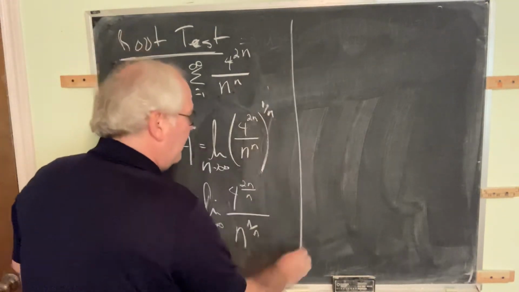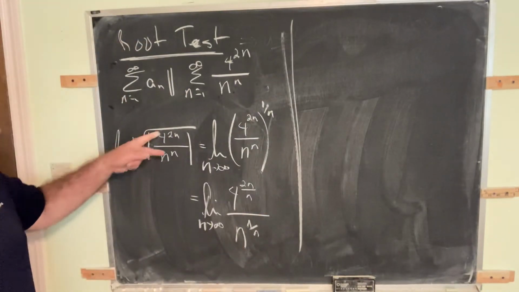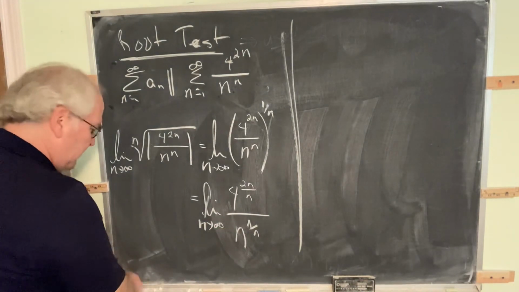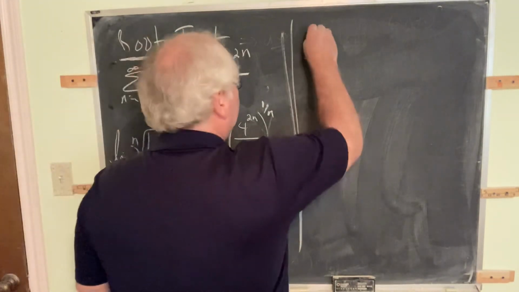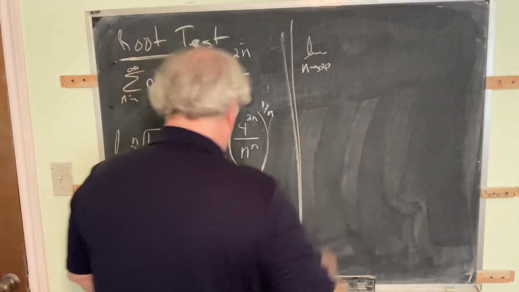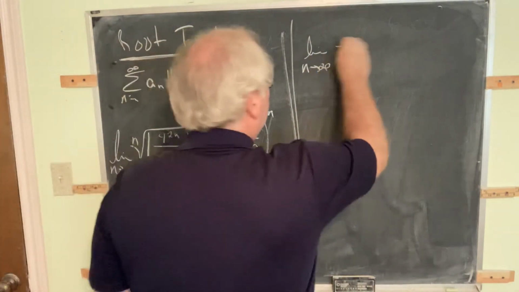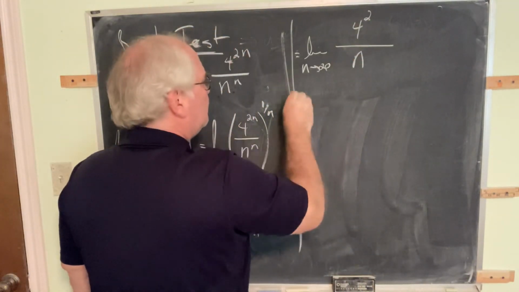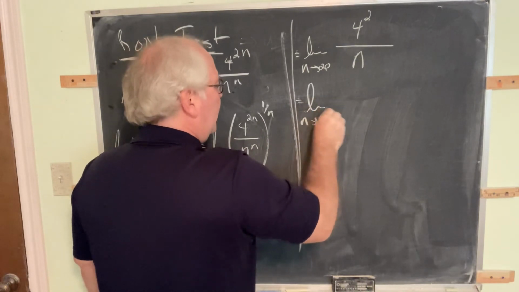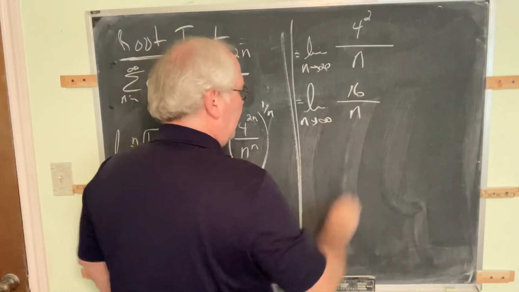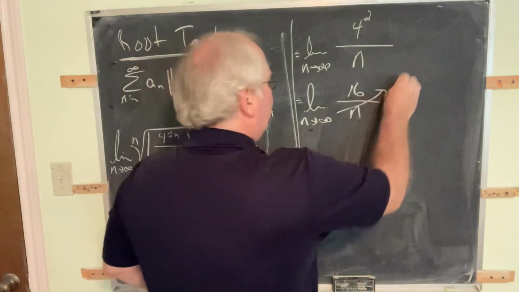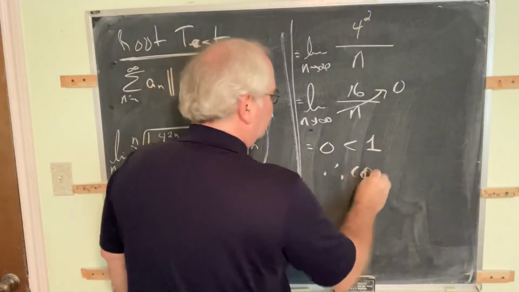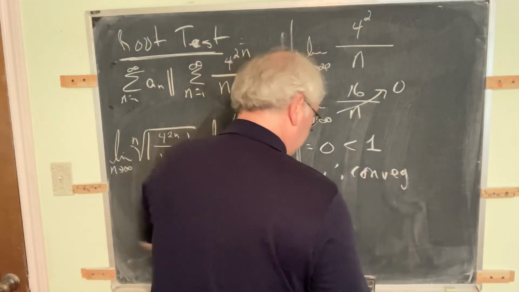And now we can simplify that, and you see what happens. By using the nth root, we get rid of these n powers and the exponents here. And so what do we generate from all that? That's equal to the limit of 4 squared over n. And we don't really need to, but just for completeness' sake, as n goes to infinity, that clearly goes to 0, which is less than 1. Therefore this converges.